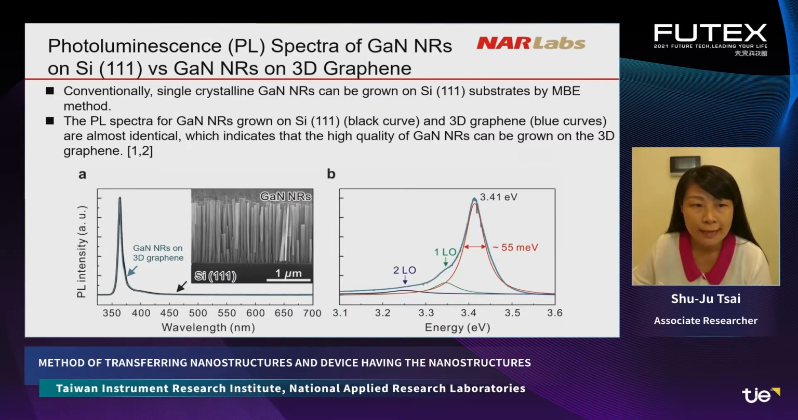We also grow gallium nitride nanorod on silicon 111 substrates and compare the photoluminescence of a gallium nitride nanorod grown on 3D graphene and on silicon substrate. The intensity and the bandwidth of the PL peaks from gallium nitride nanorod on graphene and on silicon substrate are comparable, which indicates that the crystal quality for gallium nitride nanorod grown on both substrates is comparable.